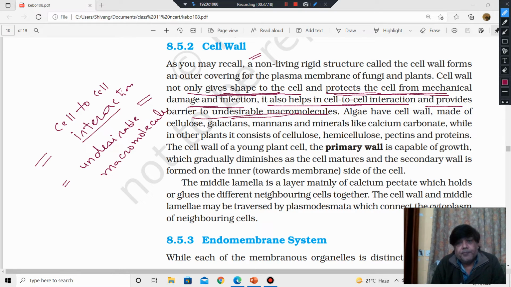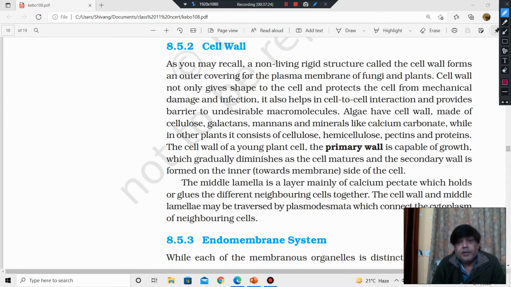Algae have cell wall made up of cellulose, galactans, mannans. एल्गी में सेल वॉल का कंपोजिशन याद कर लीजिएगा। एल्गल सेल वॉल is made up of cellulose, galactans, mannans, और मिनरल्स मिलेंगे like calcium carbonate. While plants, it consists of cellulose, hemicellulose, pectins, proteins.